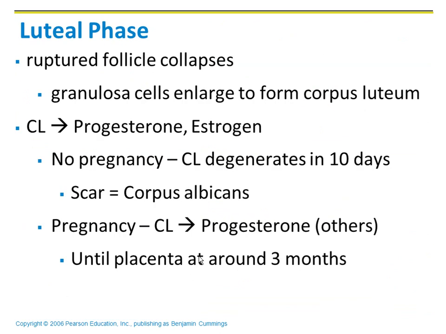The only thing I'm going to add here is this is what happens if you get pregnancy versus no pregnancy. Without pregnancy, between 10 to 14 days after ovulation, depends on the individual, the corpus luteum dies. When it dies, it forms a kind of whitish scarred tissue structure called the corpus albicans that eventually breaks down.